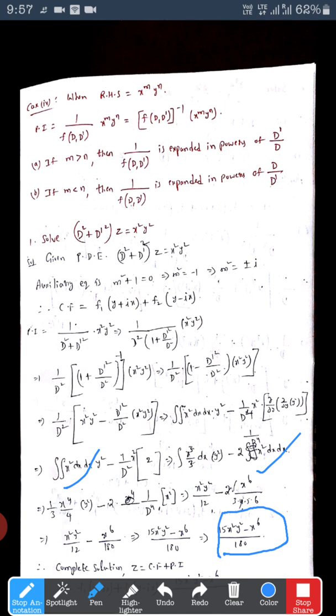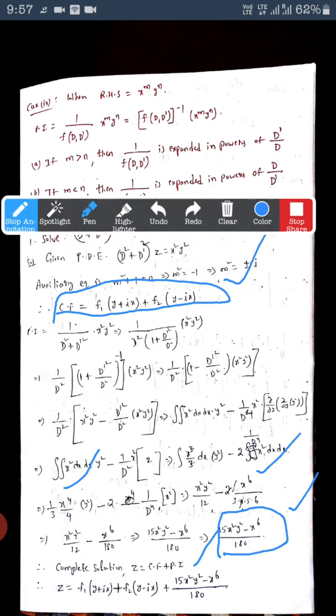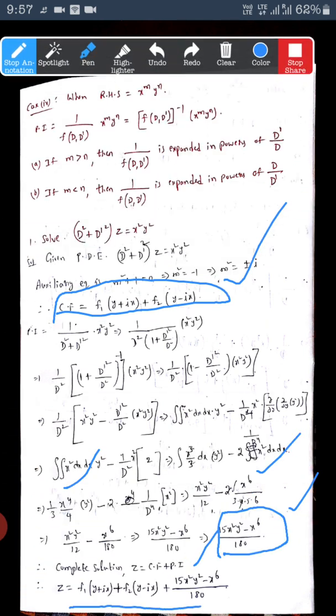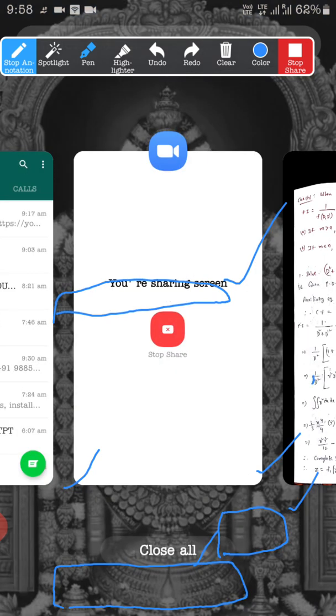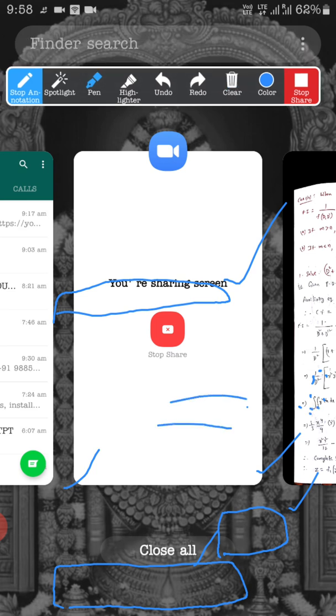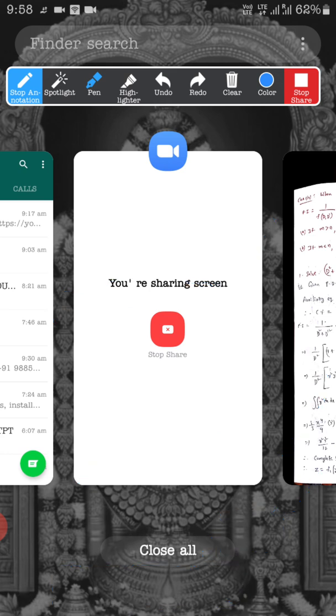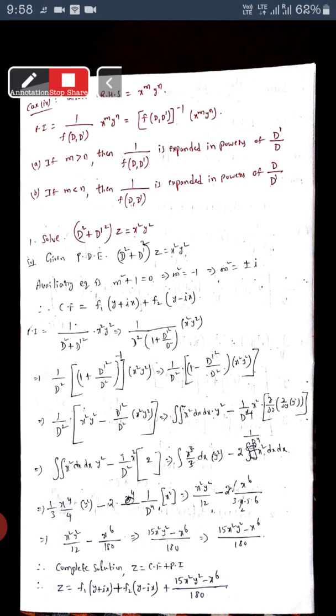So for the complete solution, we write z is equal to CF plus PI. This is CF, this is PI. So the complete solution is this one: z is equal to f1 of y plus ix plus f2 of y minus ix, like this.